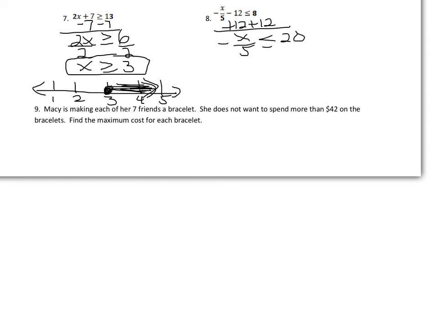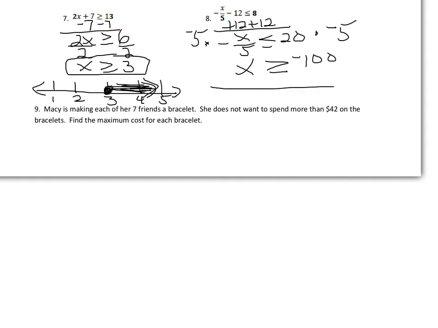And what I'm going to do at this next step is I want to get rid of both that negative and that 5. So I'm going to multiply by a -5. Whatever I do to one side, I have to do the other. So I'm going to get x, and instead of multiplying by a negative, I'm going to flip the direction of my inequality or reverse it. So it's going to be greater than or equal to now. It's going to be -100.